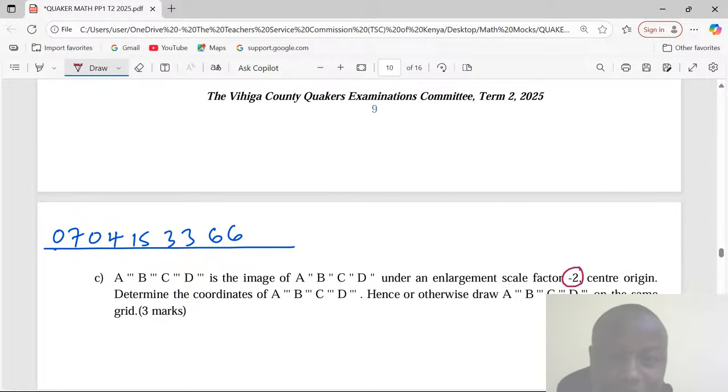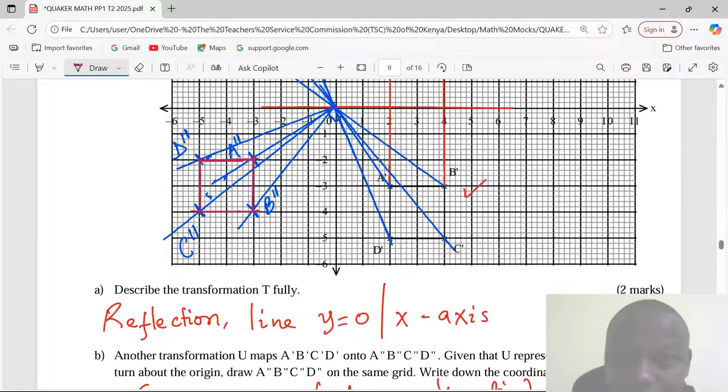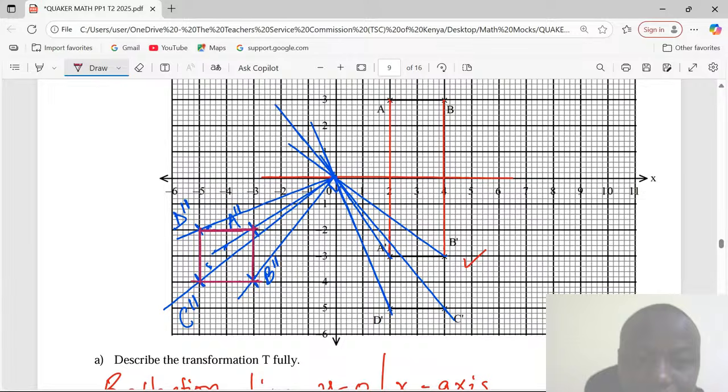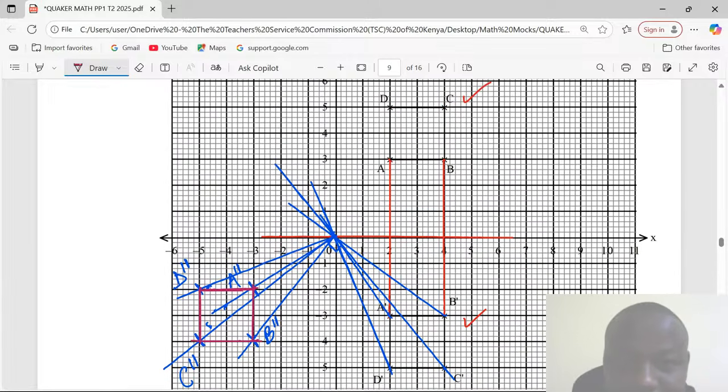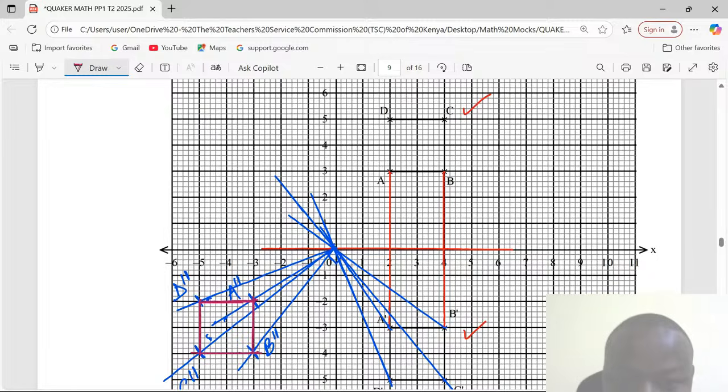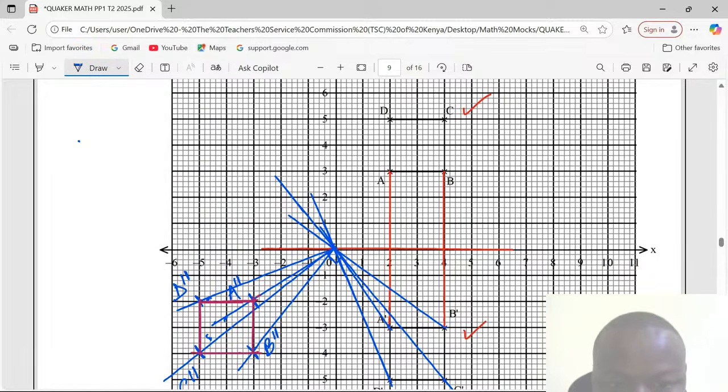When the scale factor is -2, the image and the object are always on opposite sides of the center. When the scale factor is negative, listen to what I'm saying, the object and its image are usually on opposite sides of the center of the enlargement. This is what I mean. Let me do it practically. When we join A to the center, for us to get A prime, we are supposed to move to the opposite side. So we connect A to the center. Let me use the blue once again. A to the center.